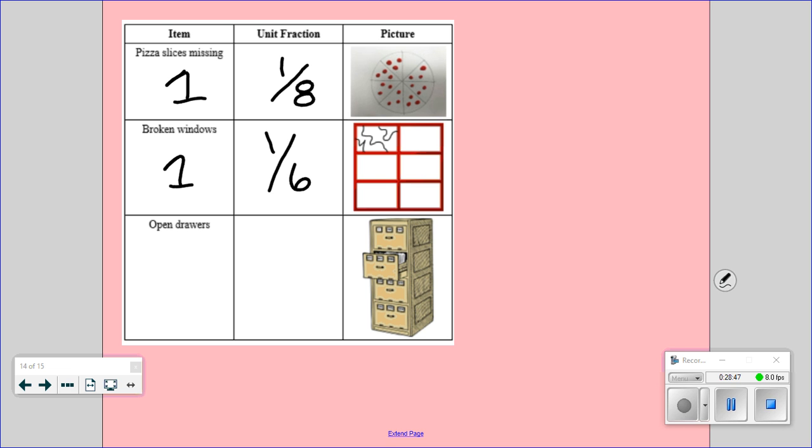Harper, question? You got the last one? How many drawers are open, Harper? 1. There's 1 drawer open. So the fraction of all the drawers that are open, Michael? 1/4. We still have to look at all the drawers first. Does that make sense? So can you fix yours so that's written correctly? Because that's not written correctly.